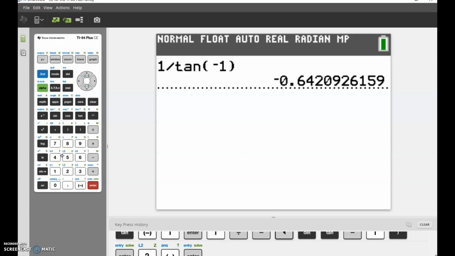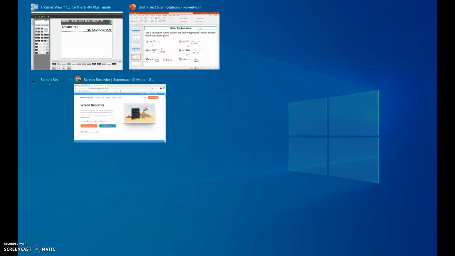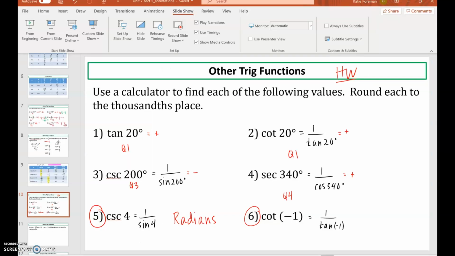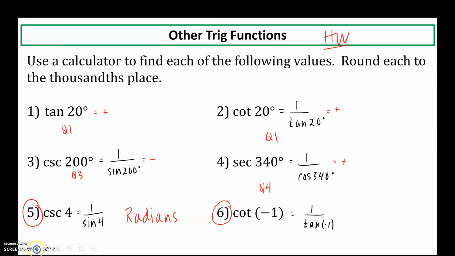I was a little bit lazy in not ending the parenthesis after the angle measure. As for good habit, you want to make sure you're ending the parenthesis after you input the angle measure. All right, let me do one more example for you.